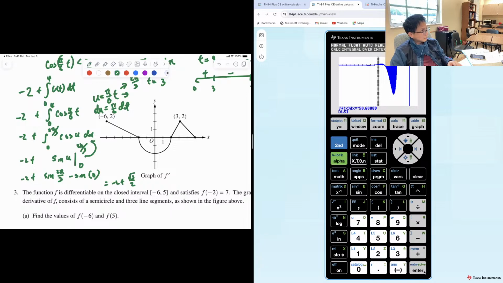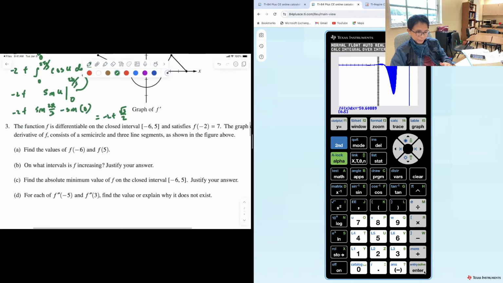Is that okay? Why do you put negative 2? It was the initial condition. You start over there, and you're adding the distance. So the final position matters with the initial conditions.